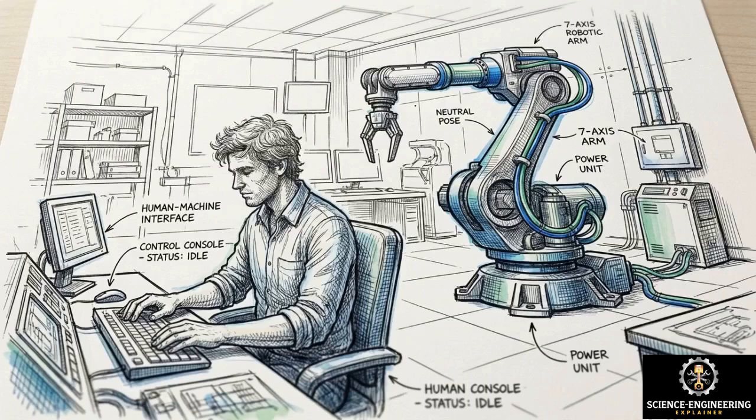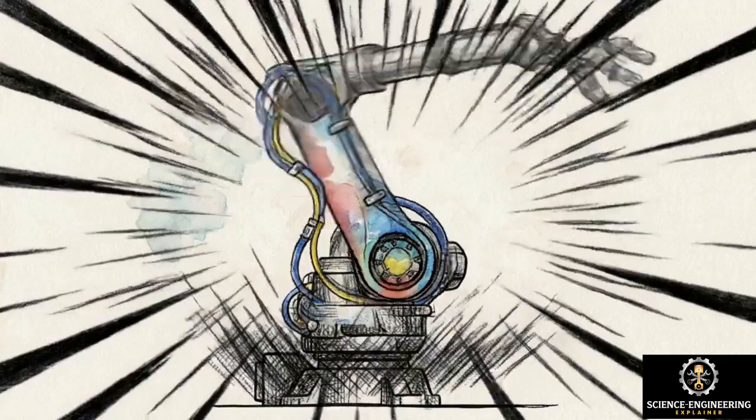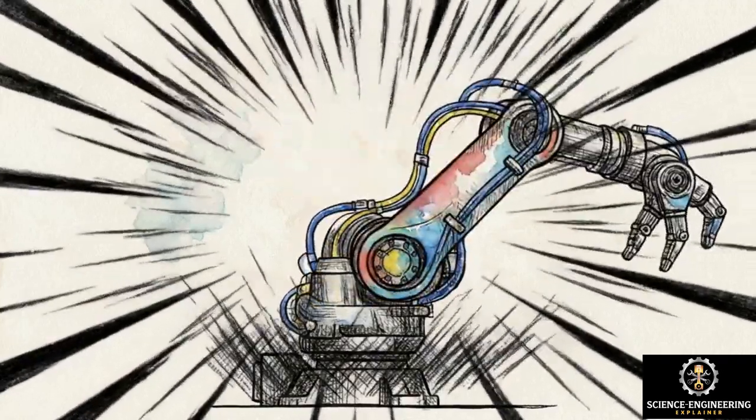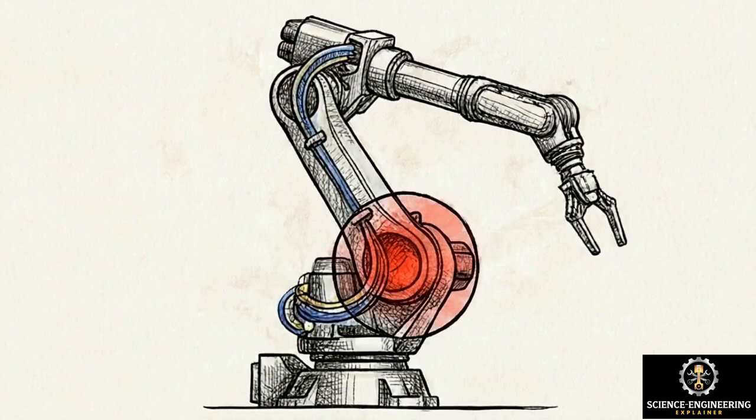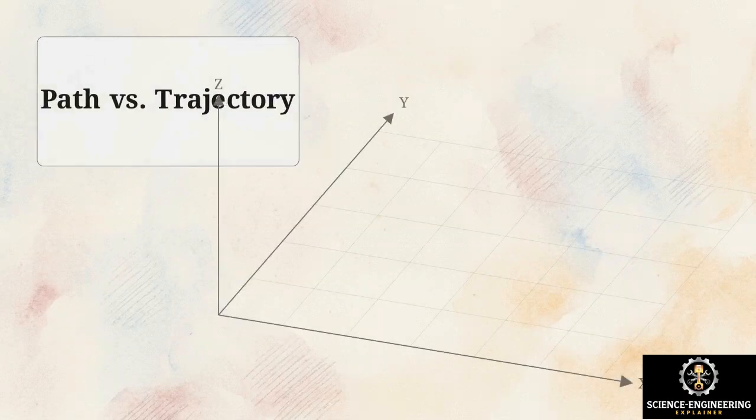If you instruct an industrial manipulator to move from point A to point B without any further instructions, it doesn't fail quietly. It attempts the movement, vibrates violently, and often tears itself apart. The cause of this failure lies in the mathematical distinction between a path and a trajectory.